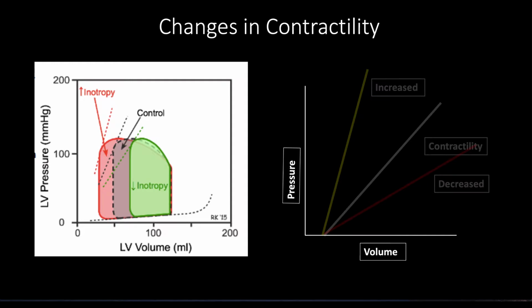Here's a couple examples of pressure volume loops that change with differences in contractility. Here we have the control pressure volume loop in gray. We have a green pressure volume loop that has less contractility associated with it. And you can see, if you can see this line right here, which is the end systolic pressure volume relationship of the control, this one has a less steep line representing less contractility. And alternatively, the pink has a much steeper end systolic pressure volume relationship representing a heart with increased contractility.